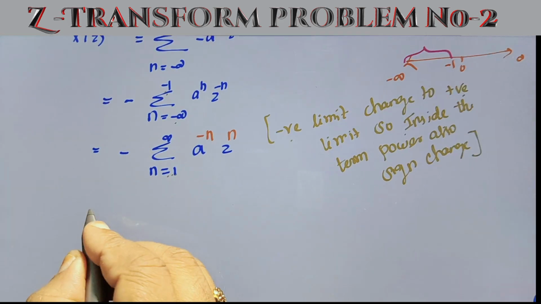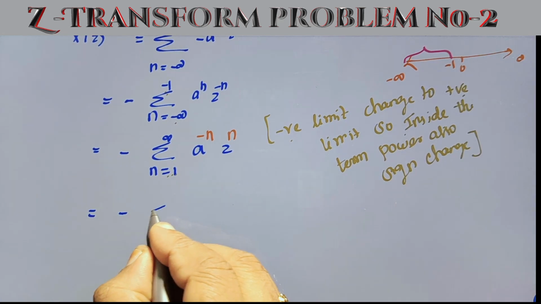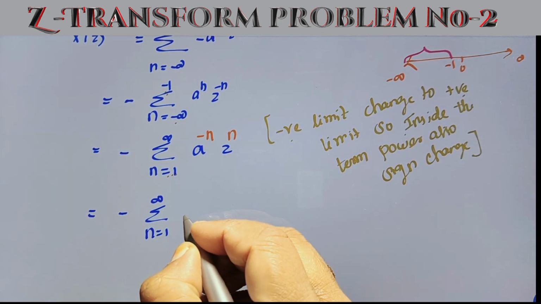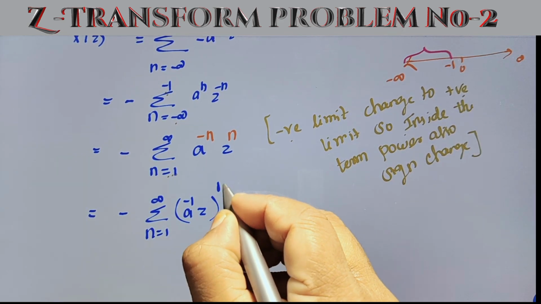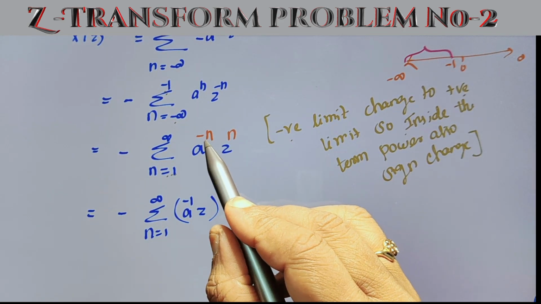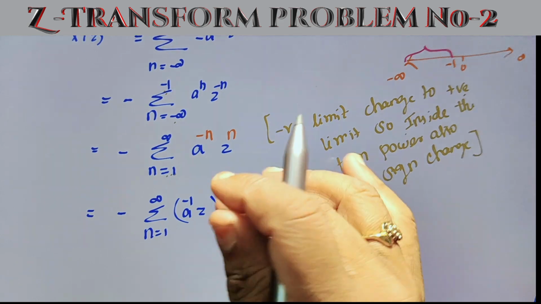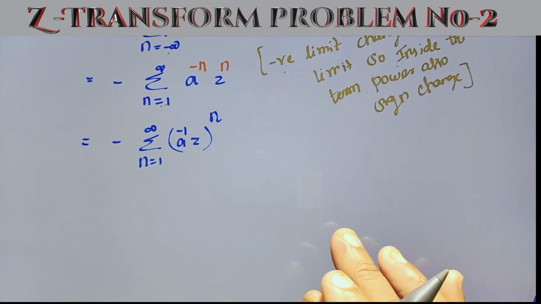Equal to minus summation n equal to 1 to infinity a inverse, that is, a inverse z, the whole power n. For both terms, the power n is common, so take it outside. Okay, that's common. Next step, ordinary simplification.